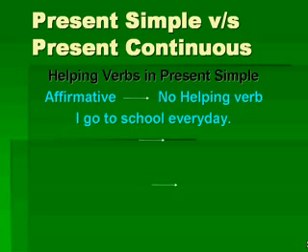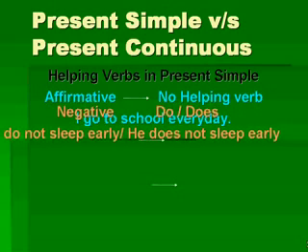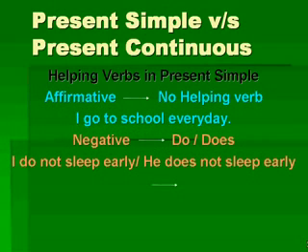Okay, now we'll look at negative helping verbs. I mean the helping verbs which are used in negative sentences of present simple tense. So the helping verbs are do or does. Does is used only with third person singular, and with the rest of the persons we use do. I do not sleep early, he does not sleep early.